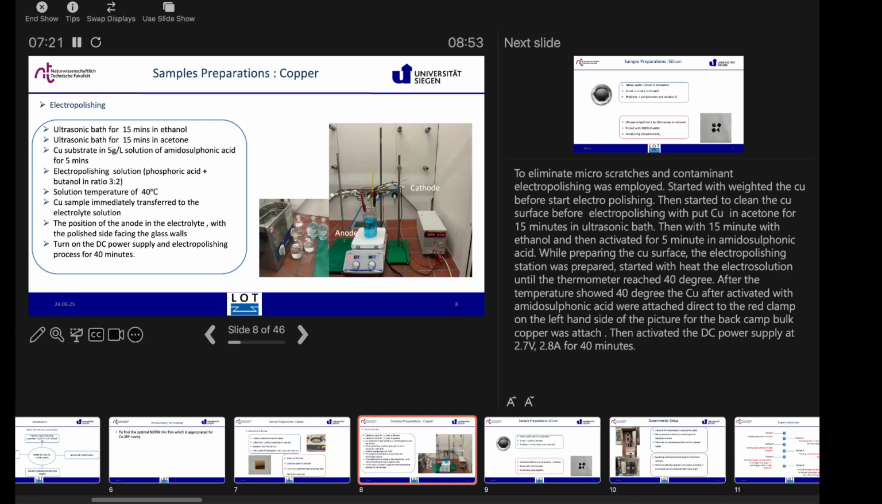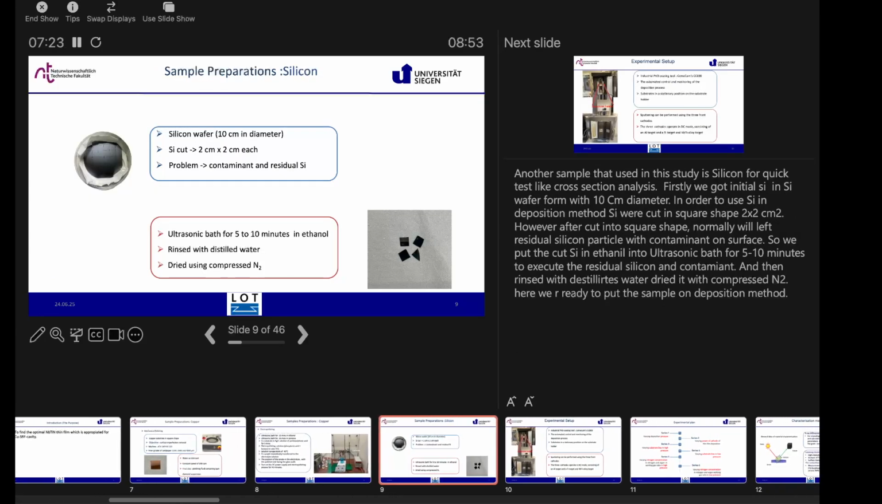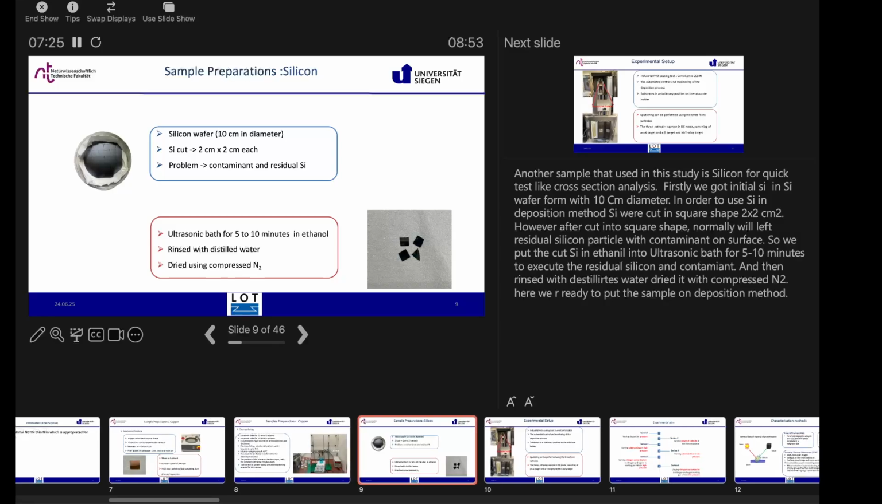Now we come to the silicon. For the silicon, we start with the silicon wafer, in the picture on the left-hand side, with a 10 centimeter diameter. Then we will cut the silicon wafer into square shapes of 2 centimeters by 2 centimeters. However, after we cut the silicon, we will still have contaminants and residual silicon. So we will put the cut silicon into the ultrasonic bath for 5 to 10 minutes in ethanol to clean, rinse with distilled water, and dry with nitrogen gas.